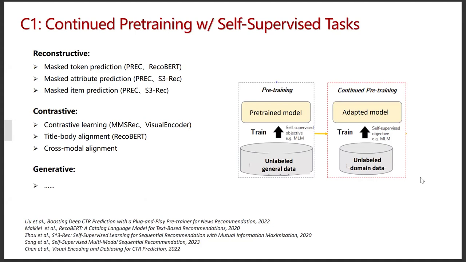Or we have found a work, PRAC, which is collaborated with Zhejiang University. And we have introduced the mask token prediction and mask attribute prediction into the news representation learning. And also for the contrastive learning paradigm, some work such as MMS rec, record, you can use the contrastive learning to align different modalities. And also given a single modality, they can align different parts such as title and body.